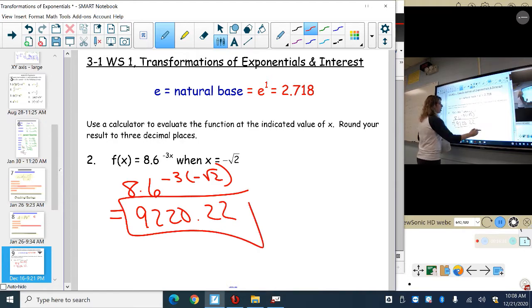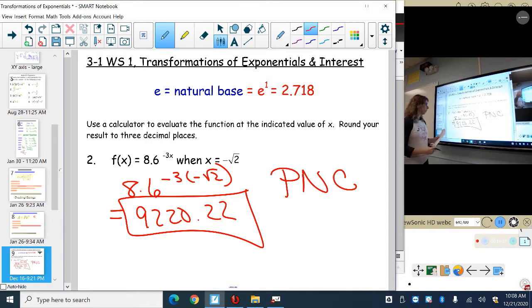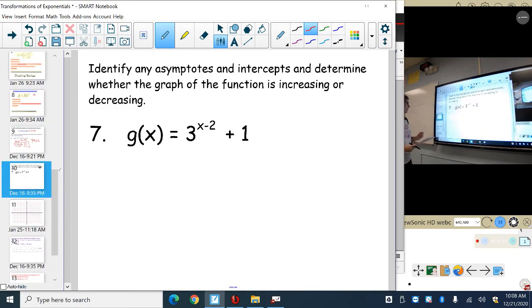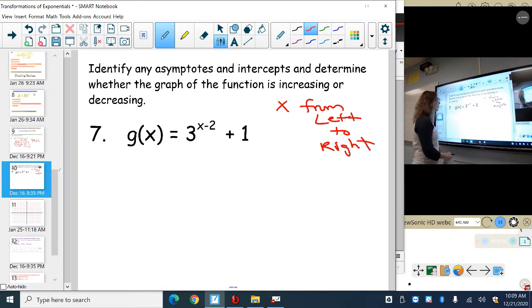That is your answer. All this is a simple plug and chug, and you are done, okay? Next. Number 7, it says identify any asymptotes and intercepts and determine whether the graph of the function is increasing or decreasing. Increasing or decreasing is going on x values from left to right. Super important for your brain to understand, okay?